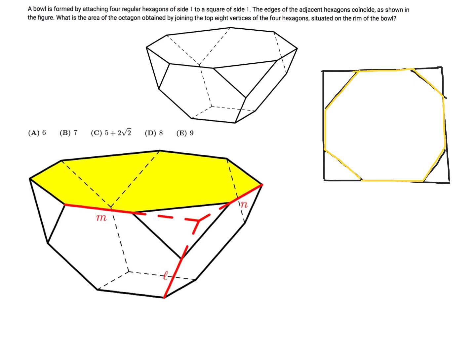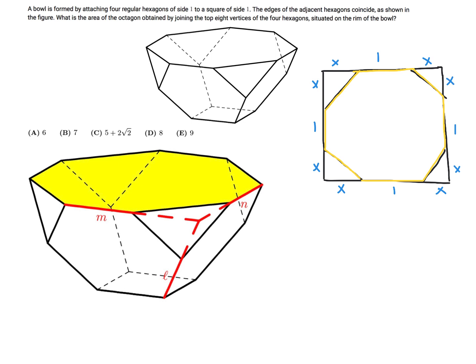Let's label this first. We are given some dimensions. We know that that is 1 based on the question. But this dimension we don't know, so I'll call that x. And this is 1, and similarly that'll be x, x, 1, x, x, 1, x, and x.